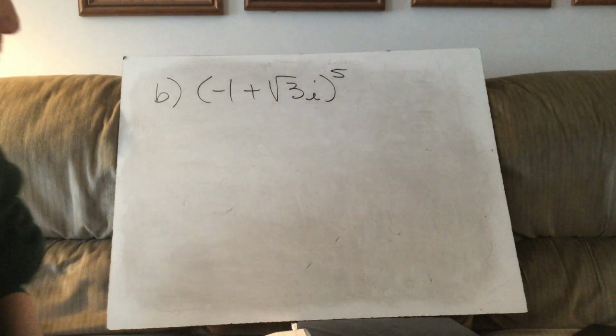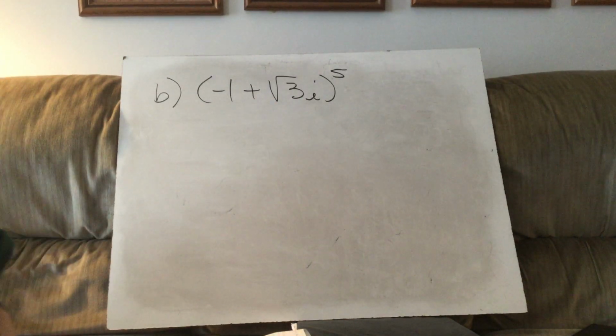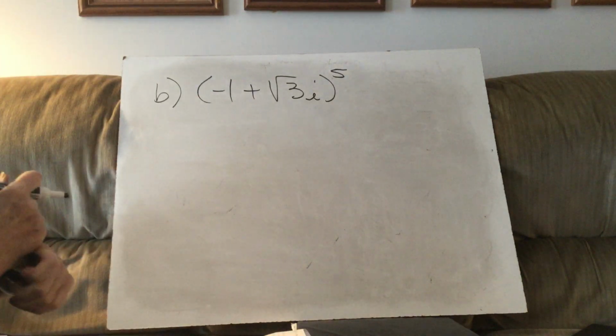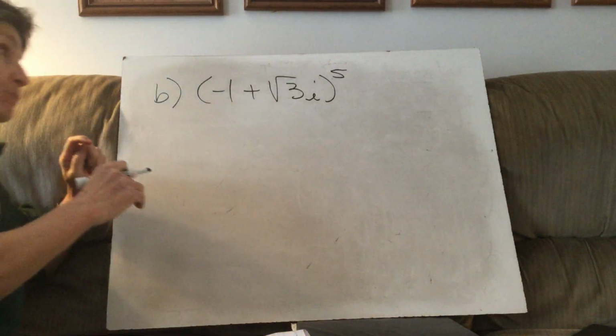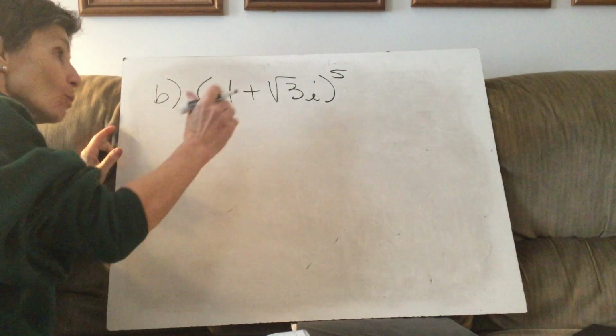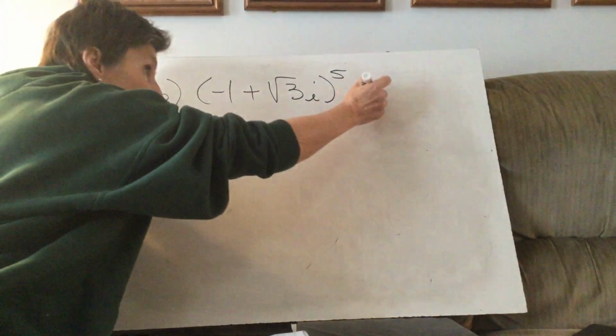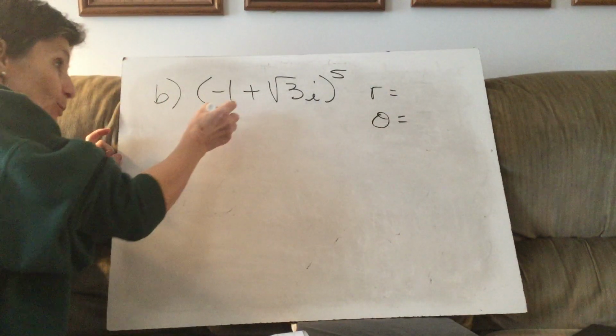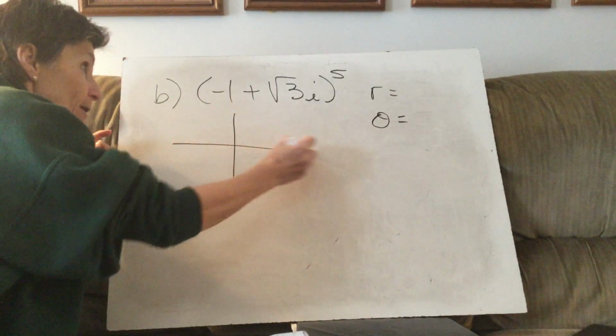Now, we did one of these last time, and it took quite a bit of effort, so we've got to go through step by step. The very first thing we're going to do is change this number into polar form, or trigonometric form. What that means is we have to find r and theta for this number. You'll remember what that involves is drawing a picture.